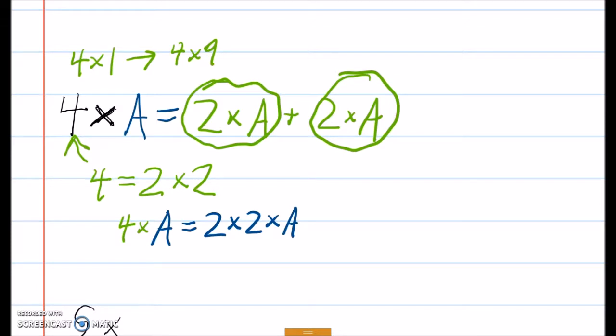Okay? So I just take this one here and I substitute it in for that 4. So I find that easier, at least to start. So that's just another helpful hint.